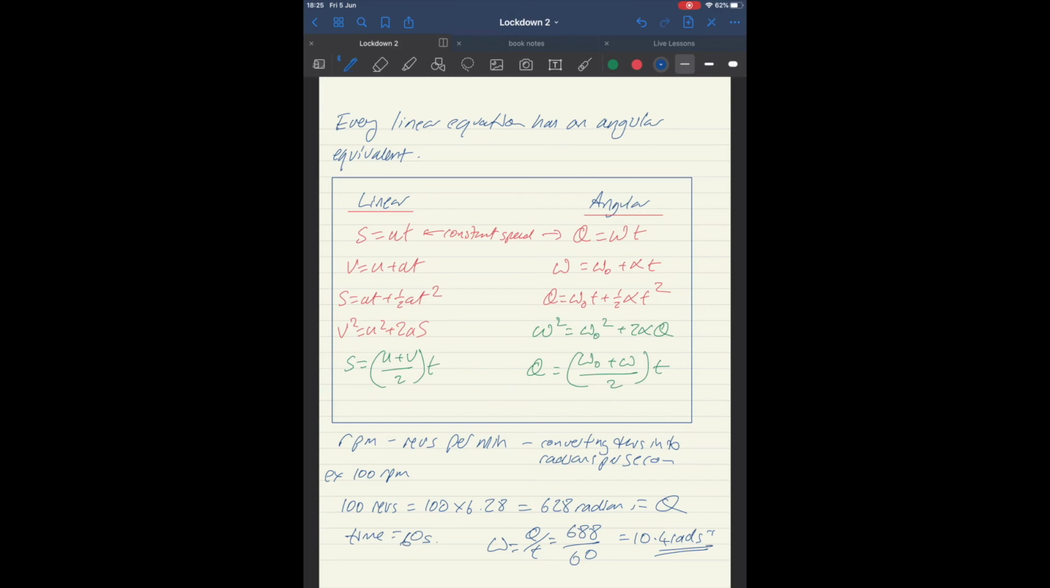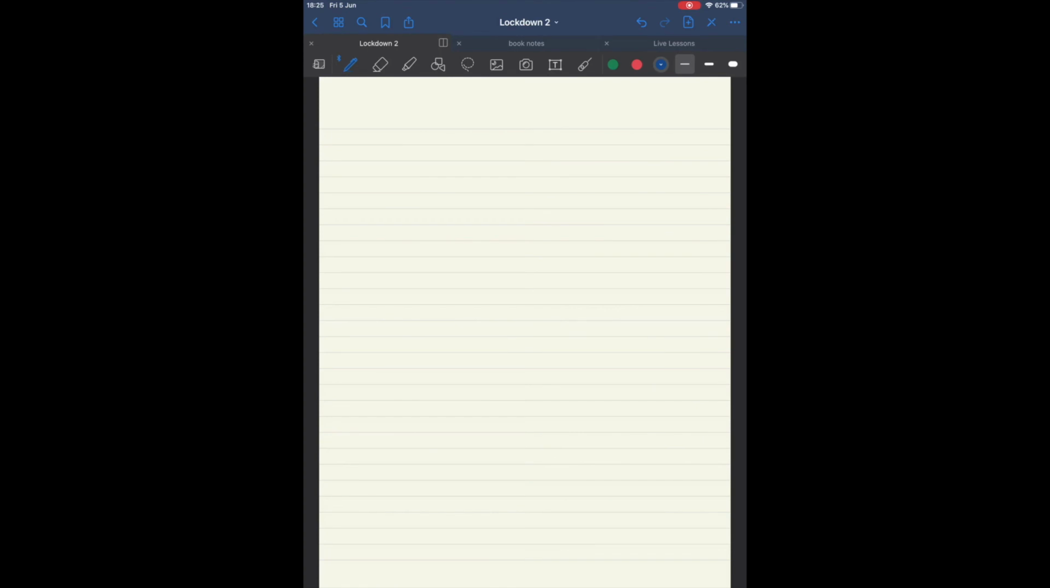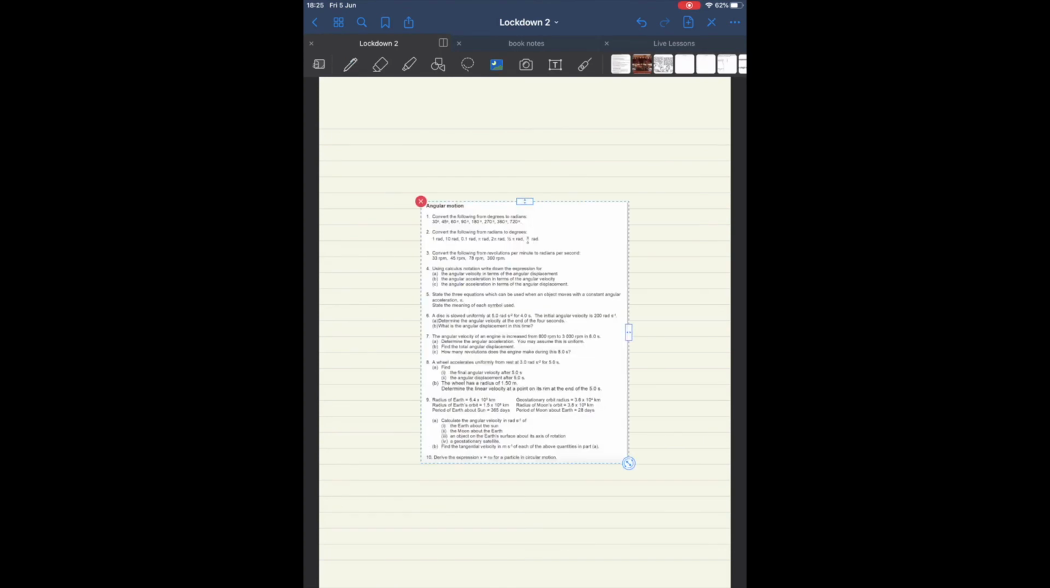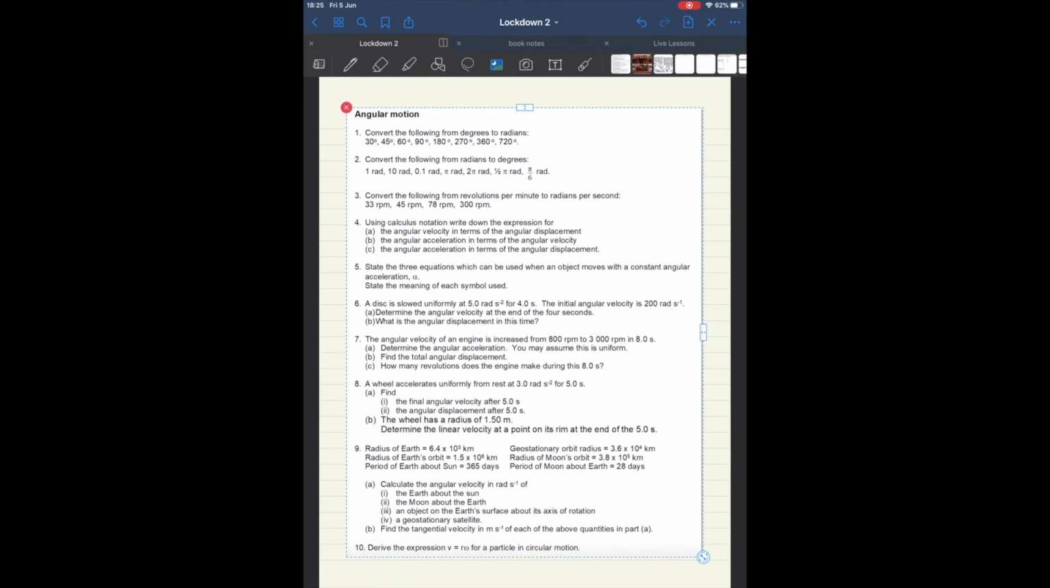Now, in the questions I'm going to ask you to do, and you'll see this, there's a few conversions up here, changing degrees to radians. Here's the other way around. Okay, it should be fairly straightforward. This is this RPM thing. I don't want you to do number 4. I don't want you to do number 5. But I do want you to do all these. Okay? Let's look at number 6 just for an example.